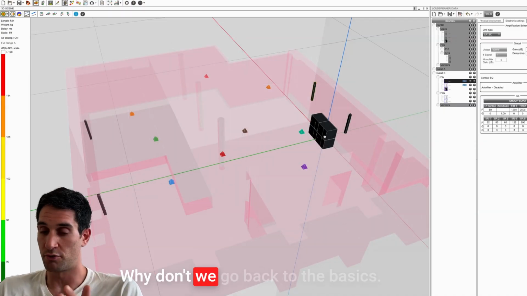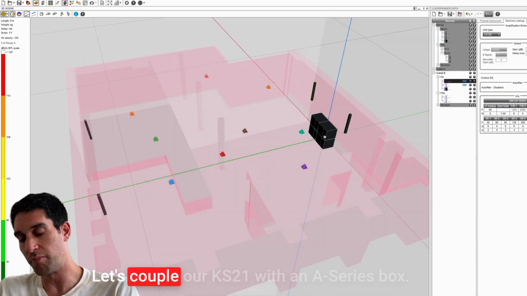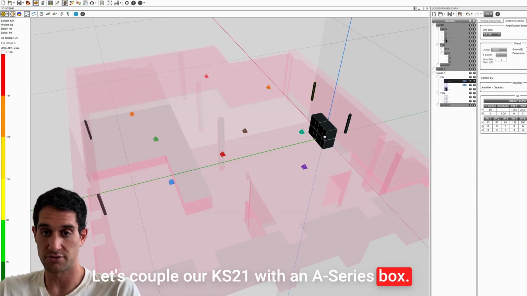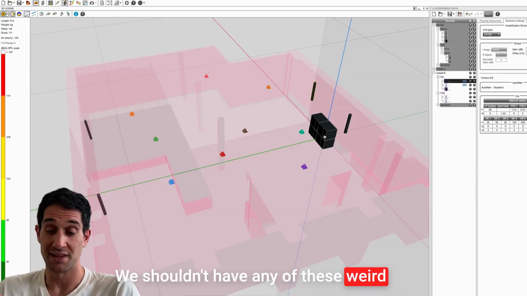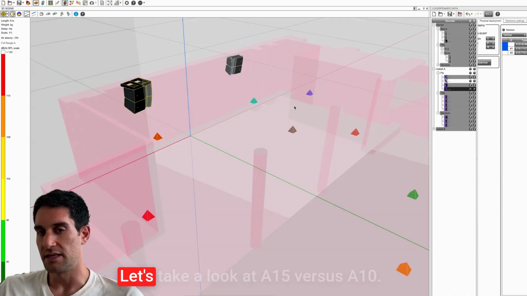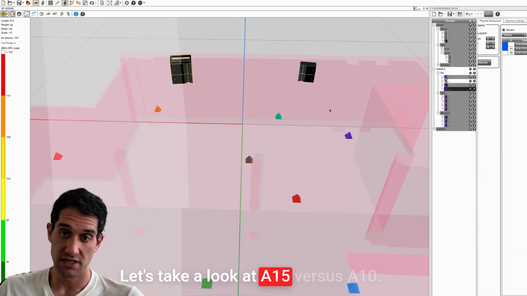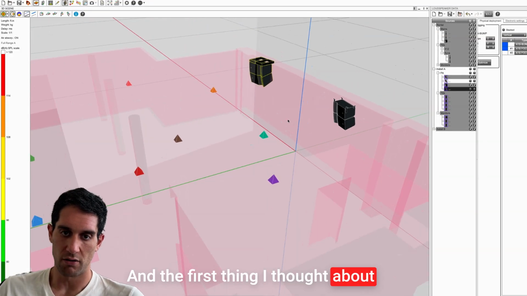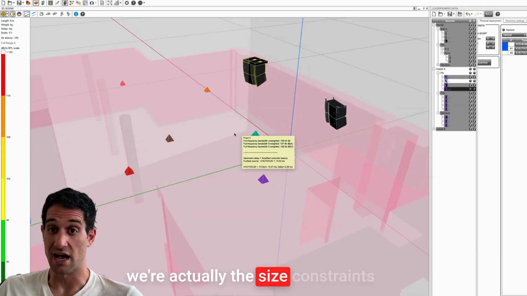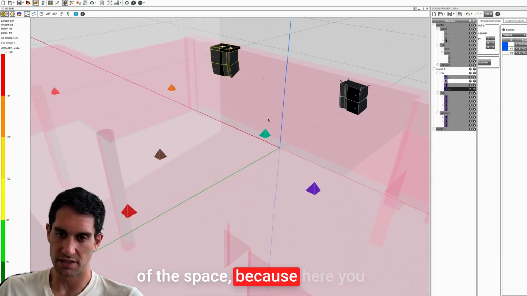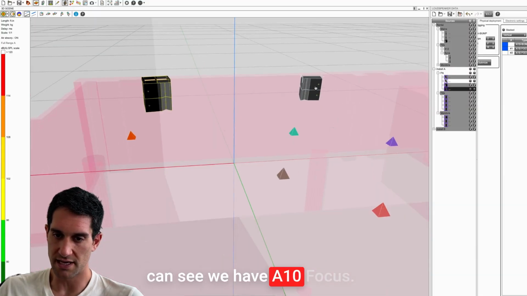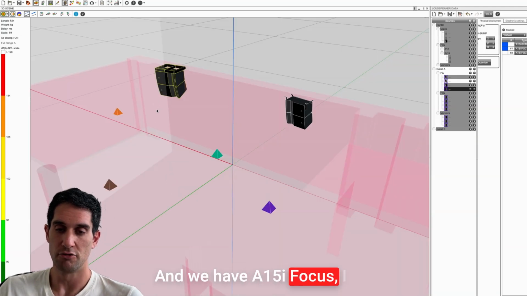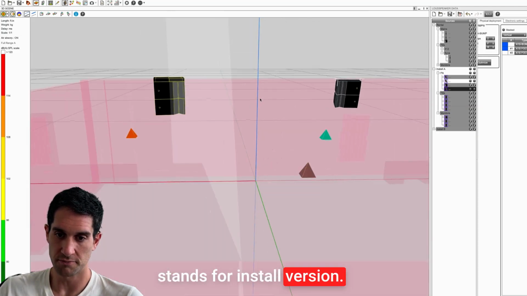Why don't we go back to the basics? Let's couple our KS21 with an A series box. We shouldn't have any of these weird gaps in the frequency response. Let's take a look at A15 versus A10. And the first thing I thought about were actually the size constraints of the space, because here you can see we have A10 focus and we have A15I focus. I stands for install version.